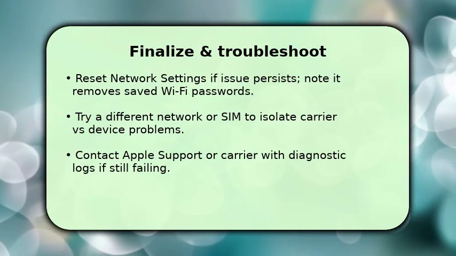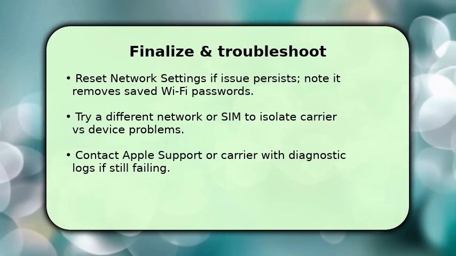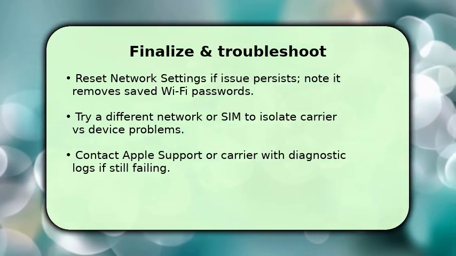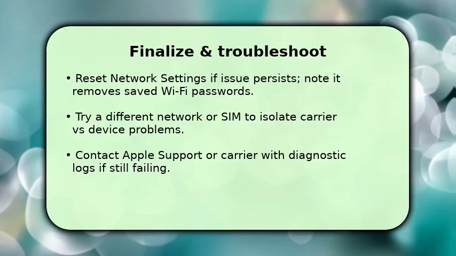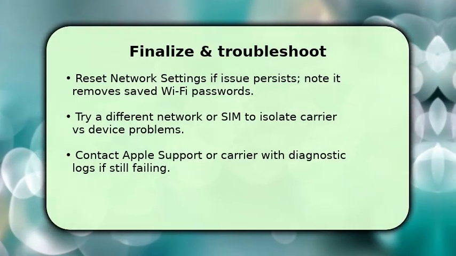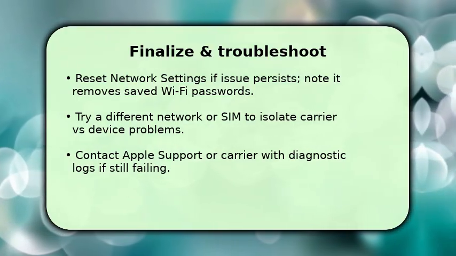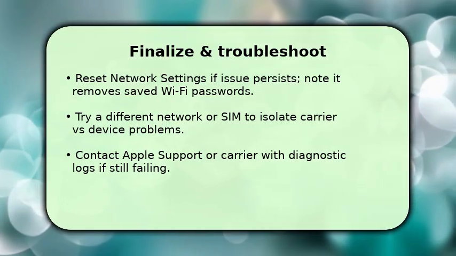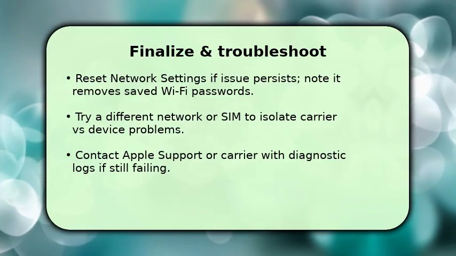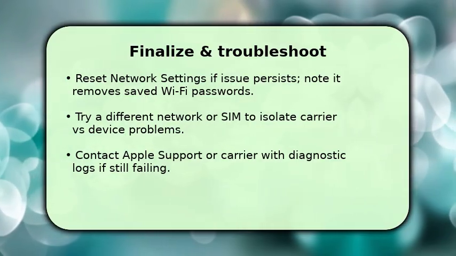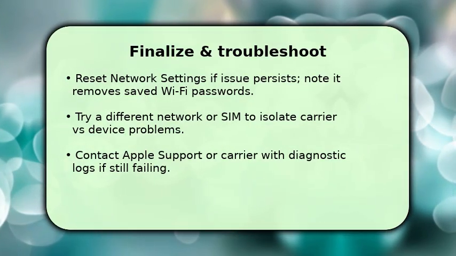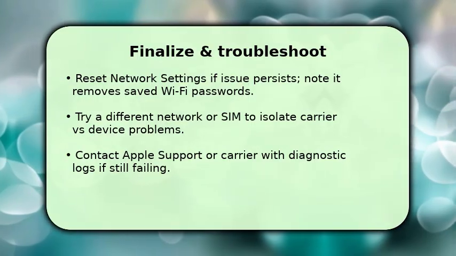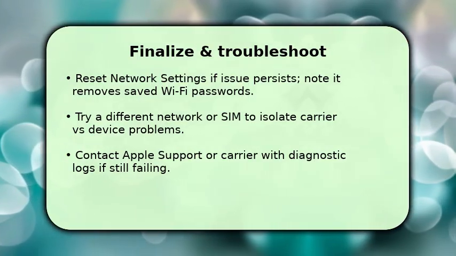You're at the finish line. If iMessage still won't activate, reset network settings to clear corrupted configs. Remember, this removes saved Wi-Fi networks and VPN settings. Once complete, connect to a different Wi-Fi or swap in another SIM to determine whether the problem is carrier-related or device-specific. If activation still fails, collect system diagnostics and contact Apple support or your carrier.